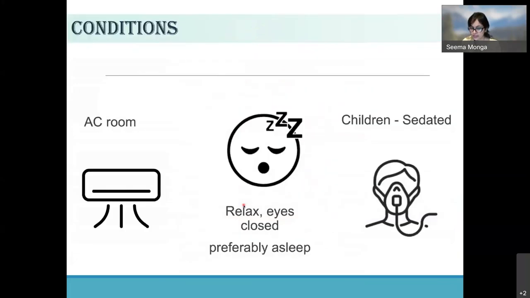So what are the conditions? Again, the patient should be preferably sleeping, relaxed, not talking, not swallowing. The child has to be sedated, otherwise it won't be correct.